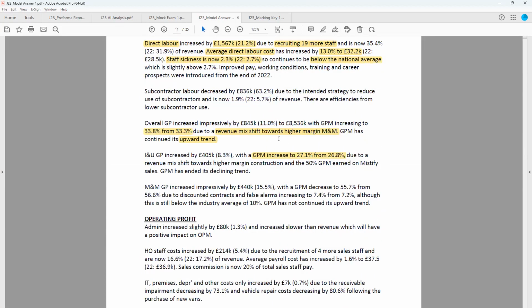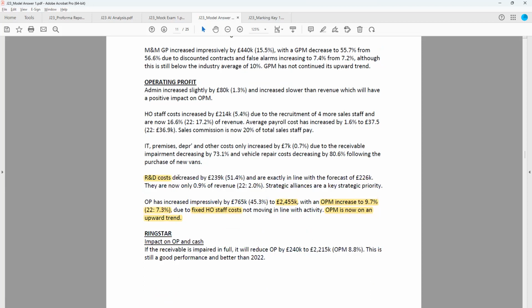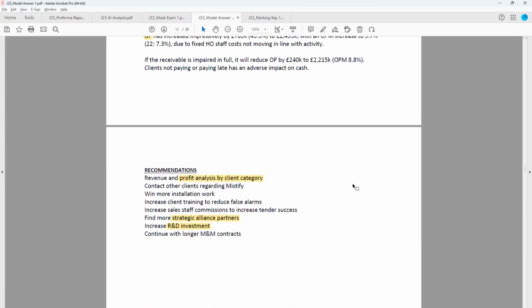We can see that false alarms had gone up, so there's something to reduce those perhaps. We can see that R&D was just in line with the forecast. This is a key strategic priority, so we might need some further investment there. So your recommendations will of course vary depending on what happens in the actual scenario. So make sure your recommendations are focused on a specific scenario.